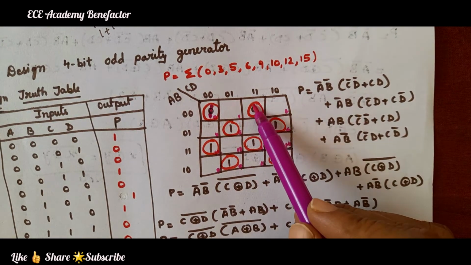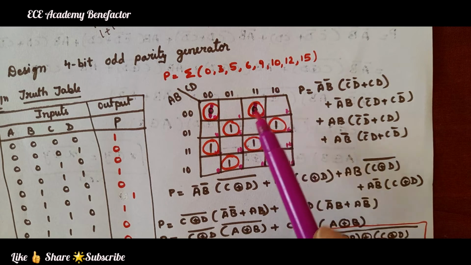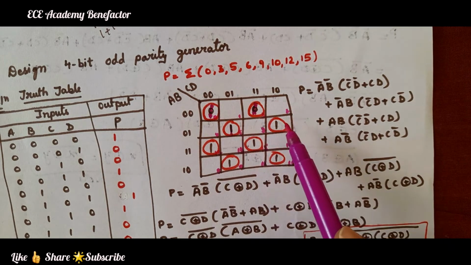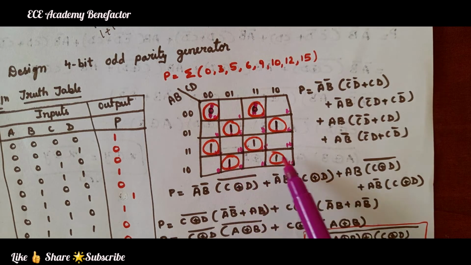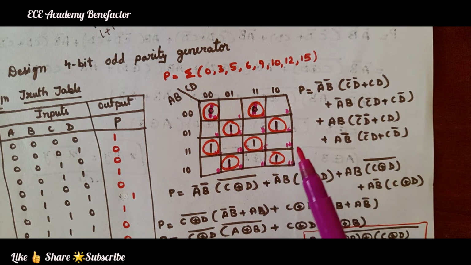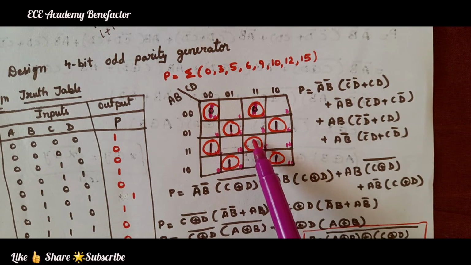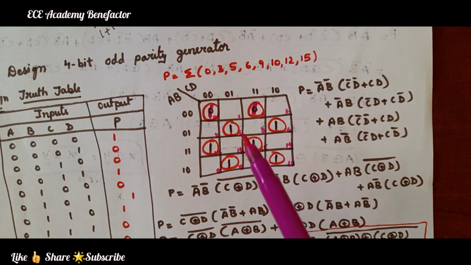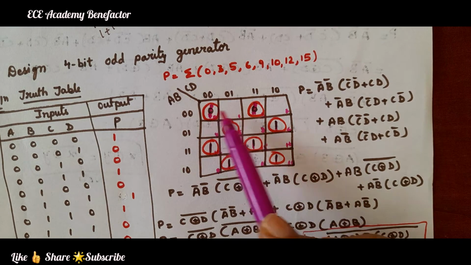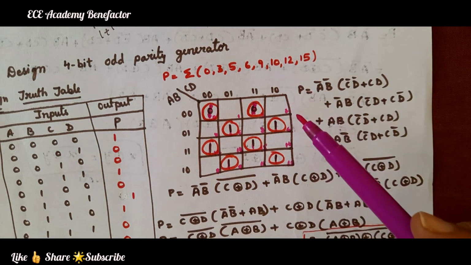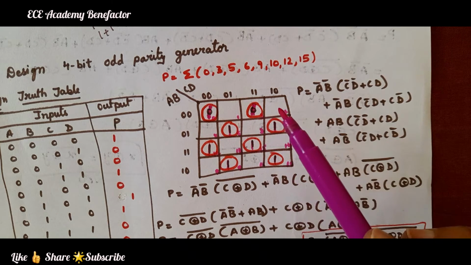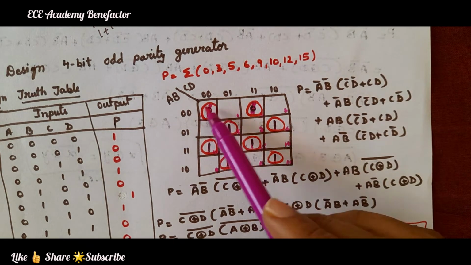At 3, 5, 6, then 9, 10, 12 and 15. So we have filled ones at 0, 3 like this, and while grouping we find that only single grouping is possible. So we are done grouping.